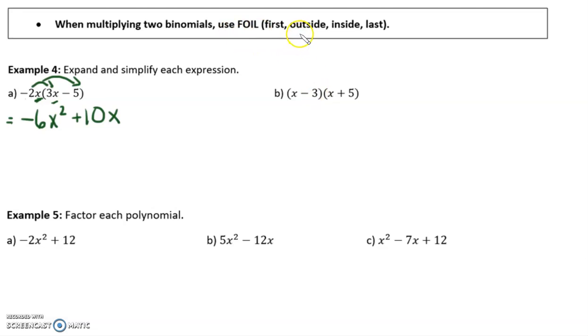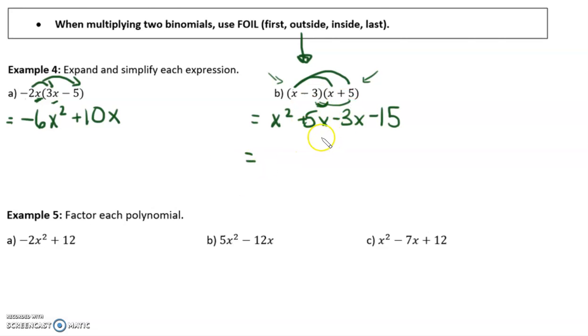Okay, this is the binomial question. So the first term, when we FOIL, we have to multiply the first term in this bracket by the first term in the second bracket. So we get x squared, right? X times x is x squared. Now the outer one, so this one and this one. So x times 5 is 5x. Okay. The inner ones, -3x. And then the last, -3 times 5, I get -15.